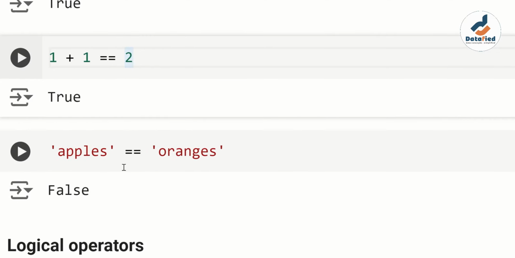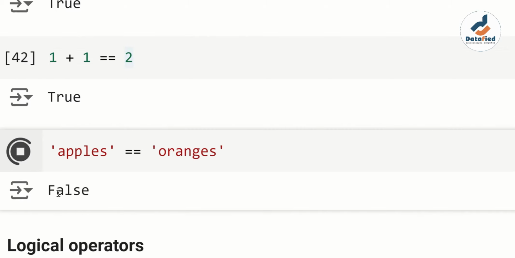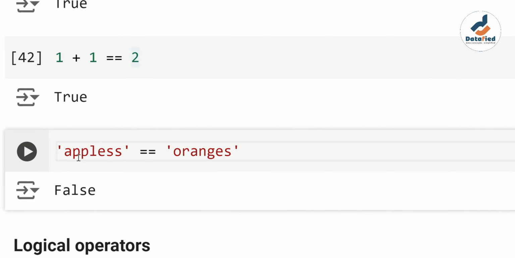Now I want to ask, is apples equals oranges? Of course, these two strings are different, so when I run this, it gives me false. But let's count the number of characters in apples: 1, 2, 3, 4, 5, 6. Then oranges: 1, 2, 3, 4, 5, 6, 7. So let's say I'm adding a single s to apples to have equal length with oranges. By the time I introduce the length function, I want to calculate the length of apples and then compare it with the length of oranges.